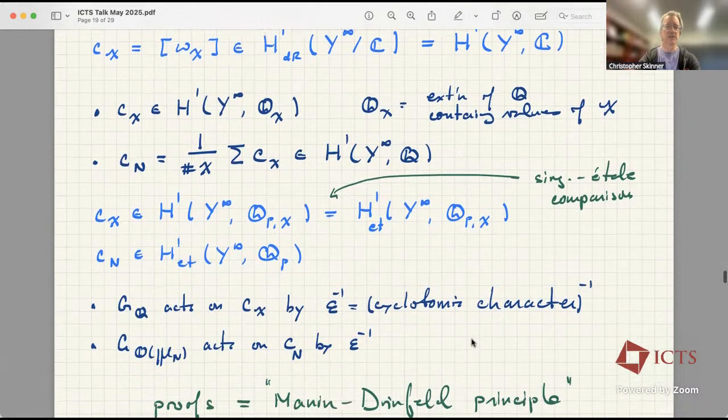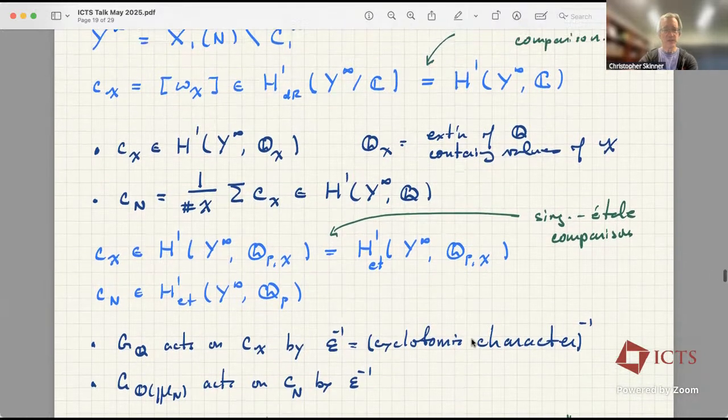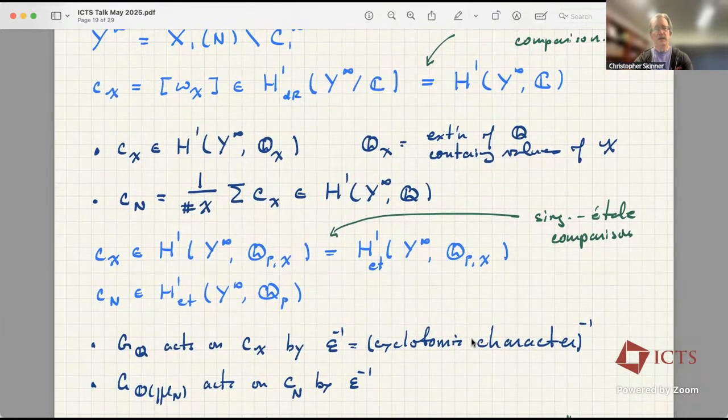Or we can think of, say, G_Q of adjoining the nth roots of unity, which acts on C_n by this inverse of the cyclotomic character. That's a consequence of the first observation there. As I said, the proofs of these statements are all the Manin-Drinfeld principle. So we've written down some nice classes in étale cohomology that arise from these simple or degenerate automorphic forms, these Eisenstein series, and just by using that degeneracy we're able to study the rationality of the class and the action of the Galois group on it.